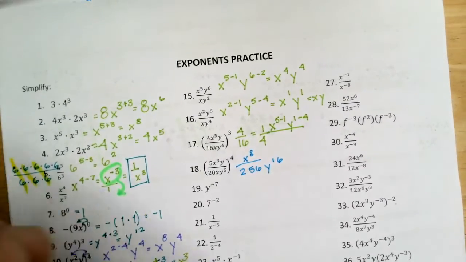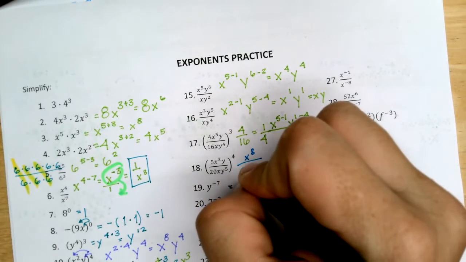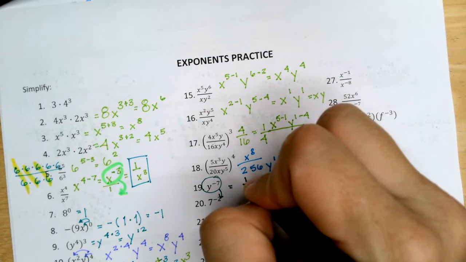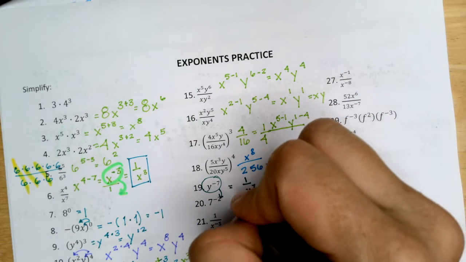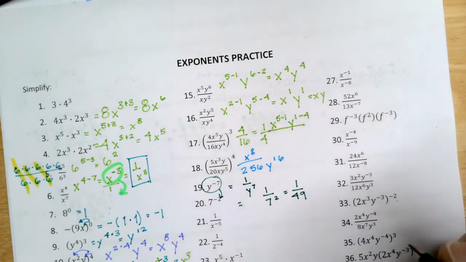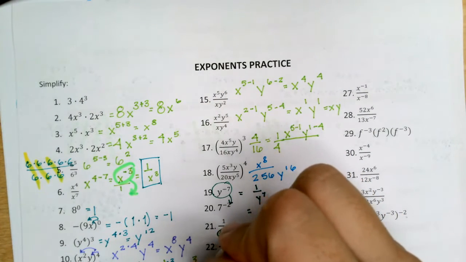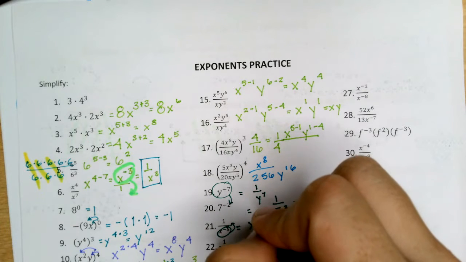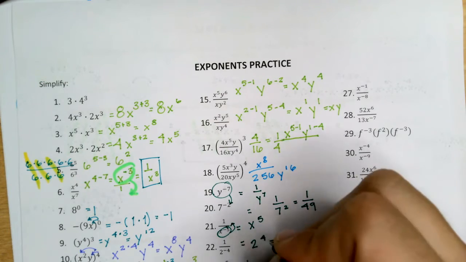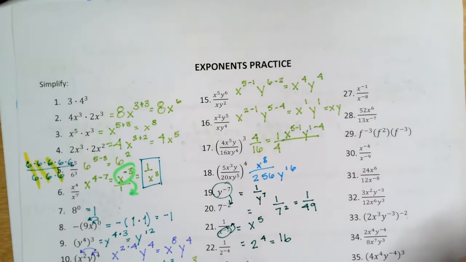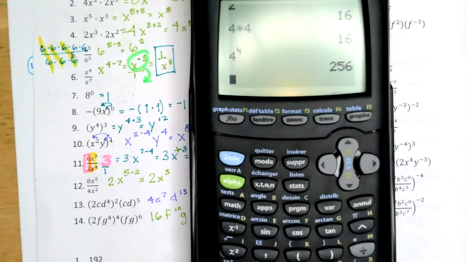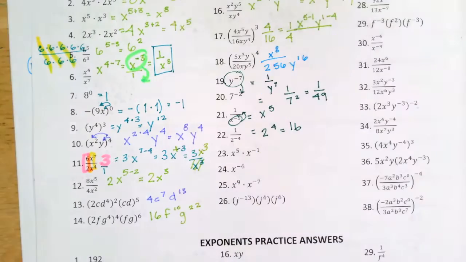Good. 9 y to the -7th. I just flip it across the division bar. Y to the 7th. 1 over y to the 7th. 7 to the -2 is the same as 1 over 7 squared. 7 squared is 49, so it's 1 over 49. Good. Here, we're going to take that and we're going to move it up because it's negative. So it's just x to the +5. This is just 2 to the +4, which is the same as 16. Good. You don't need to do anything with that 1. 2 to the 16 is the same as 16 over 1, right?